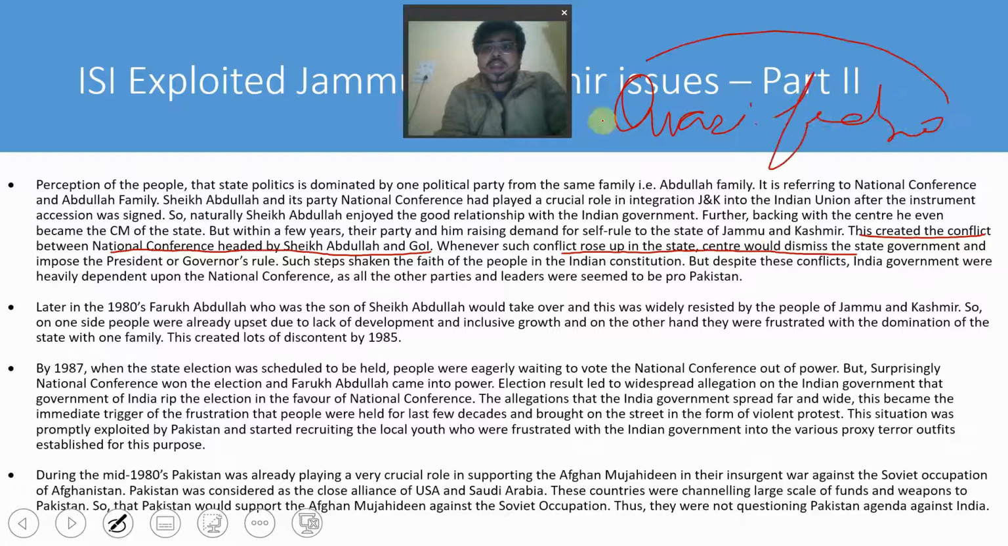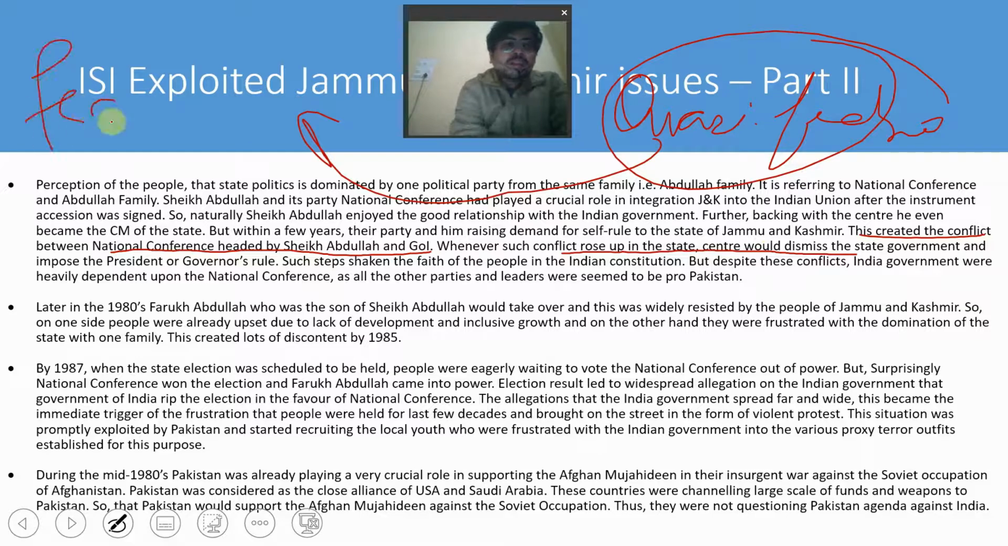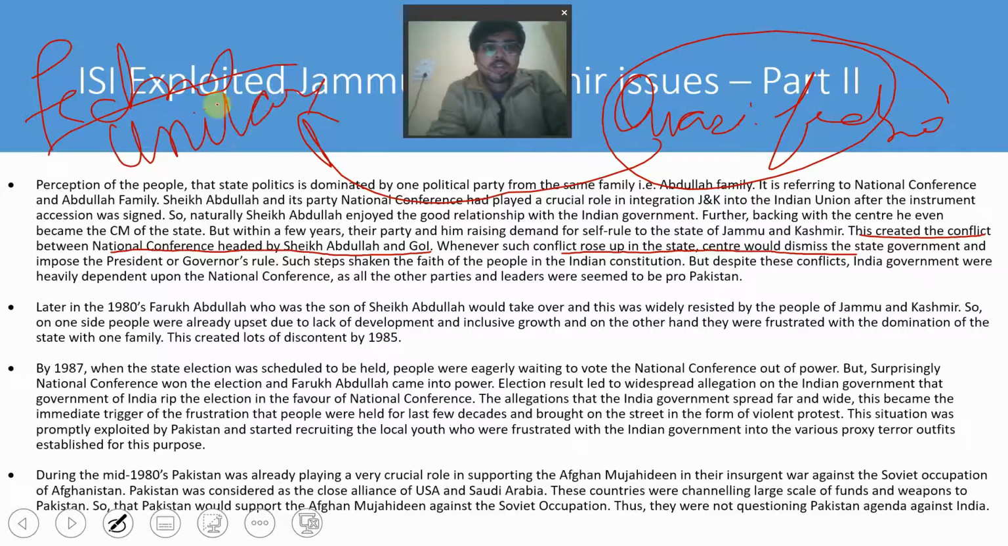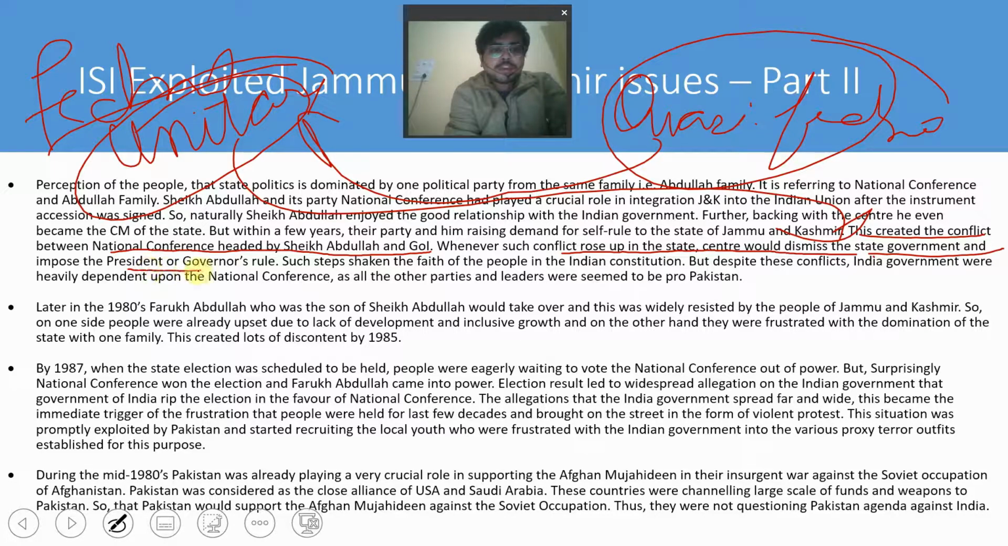Okay, what happens in a quasi-federal system? The central government has power. Our country is a federal country, but if there is a risk to security or a threat, our country will act as a unitary form of government. And that's what happened in this scenario: whenever such conflicts happened, the Indian government removed the state government and presidential rule used to be imposed. The center would dismiss the state government and impose the President's or Governor's rule.